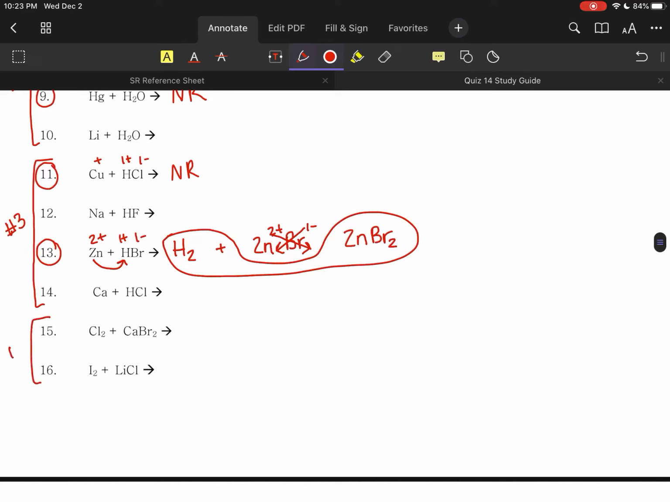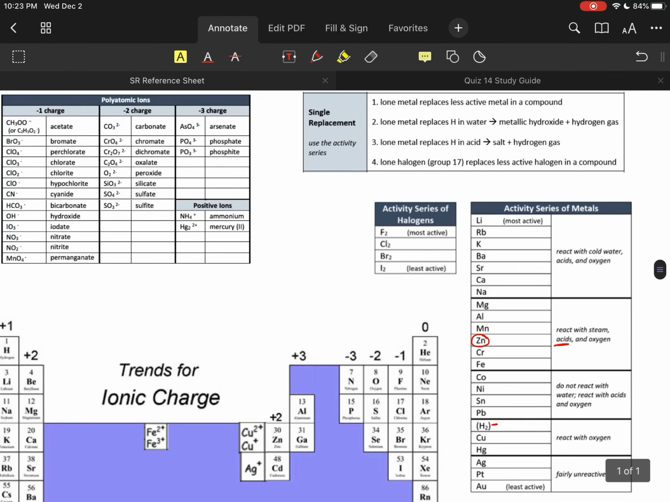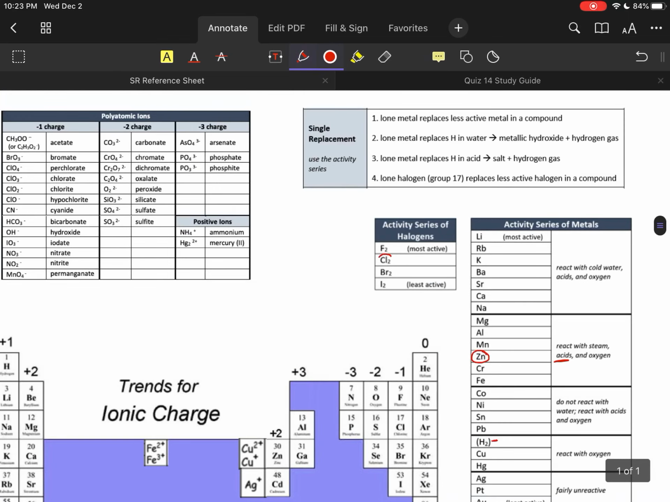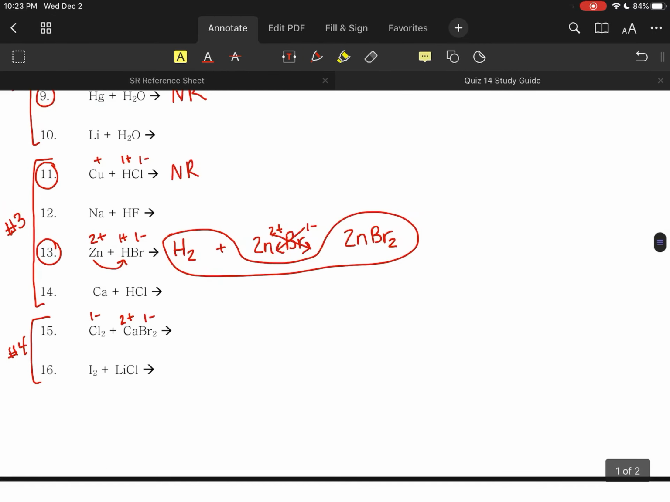All right, let's look at one of these. This is number 4. I just have 2 examples here because these are essentially the same thing as rule number 1. You're just swapping an anion instead of a cation. So I know chlorine and bromine have a 1- charge, and calcium has a 2+. So I just need to check my reference sheet to make sure that chlorine is going to react with bromine, right? Yep, make sure I had the order right. So because chlorine is above bromine, that means yes, my reaction will take place.